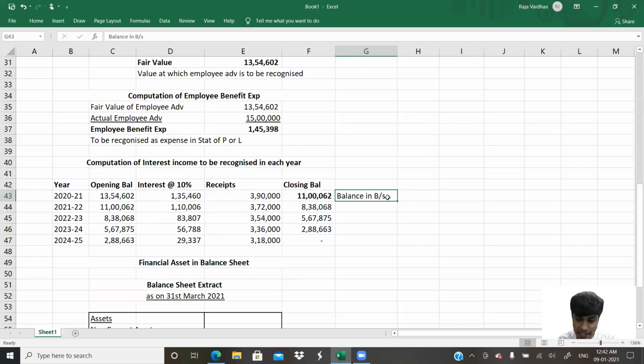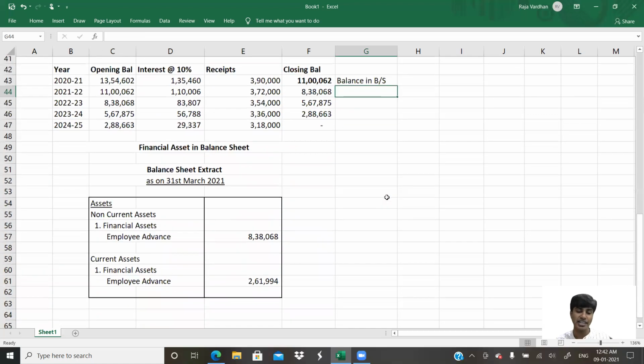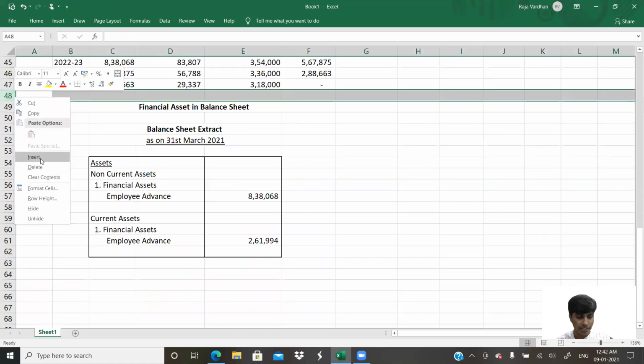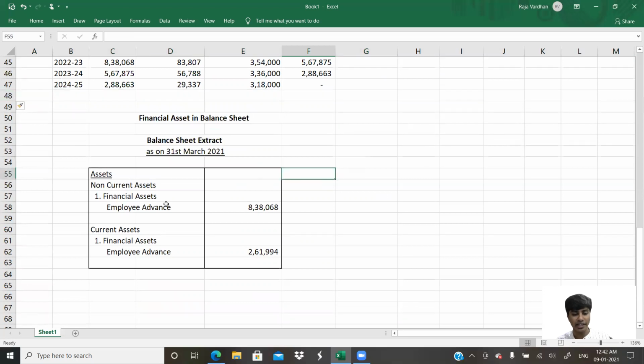But this balance in the balance sheet cannot become the complete asset, because this financial asset has to be classified into two categories. What two categories? Current assets and non-current assets. So how much of it is current, how much of it is non-current? Whatever is receivable in the next year is current. Whatever will not be received in the next 12 months is non-current.